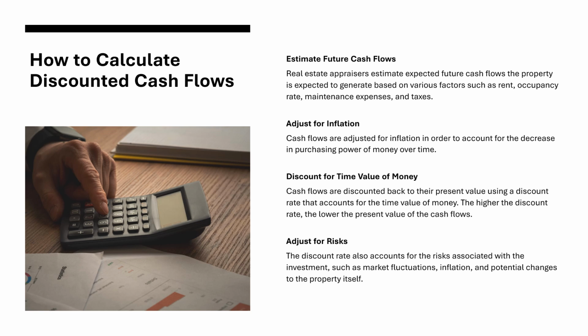Discount for time value of money. Cash flows are discounted back to their present value using a discount rate that accounts for the time value of money. The higher the discount rate, the lower the present value of the cash flows. Adjust for risks. The discount rate also accounts for the risks associated with the investment, such as market fluctuations, inflation, and potential changes to the property itself.